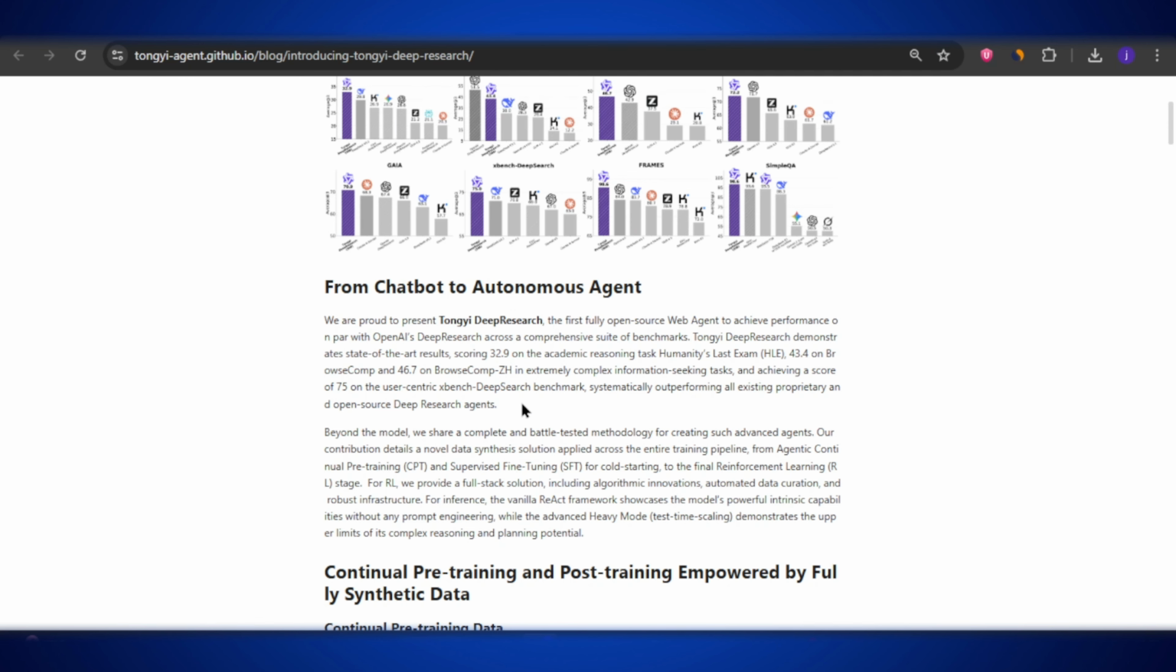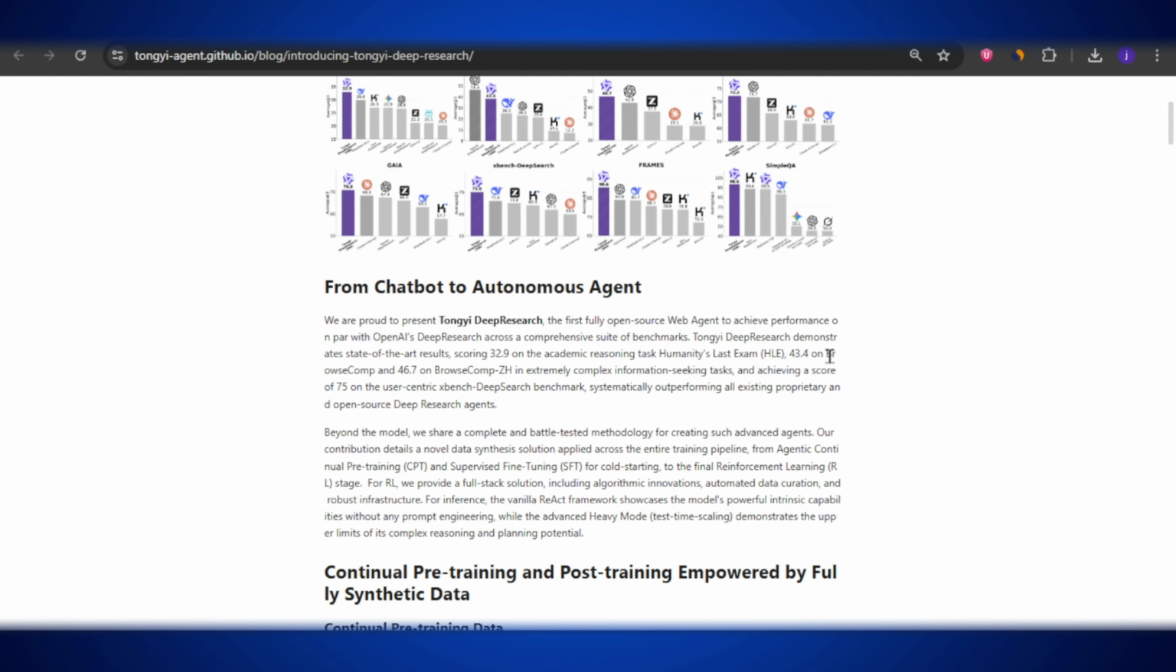For example, there is a benchmark called Humanity's Last Exam. It's basically designed to push AI models to their limit, like the final boss battle for artificial intelligence. Tongyi DeepResearch scored 32.9 on that test. And here is the kicker. It actually beat OpenAI's highly advanced o3 model.